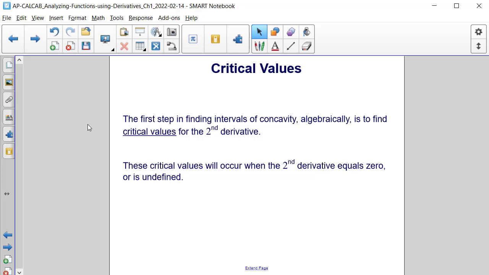The first step in finding intervals of concavity algebraically is to find critical values for the second derivative. These critical values will occur when the second derivative is equal to 0 or is undefined, similar to the critical values in the first derivative. Whenever they were 0 or undefined, that's what we had. So this time we're dealing with the second derivative.